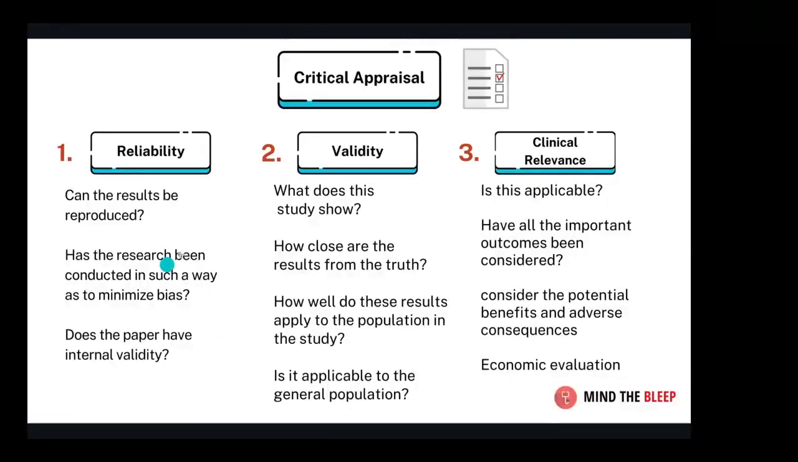So critical appraisal can have different subcategories, but those three tend to be the most popular or the main things, okay? So when I say reliability, it's things like, can the results be reproduced? Has the research been conducted in such a way as to minimize bias? Does the paper have internal validity? I'm going to cover the types of bias and ways to minimize it in the next slide.